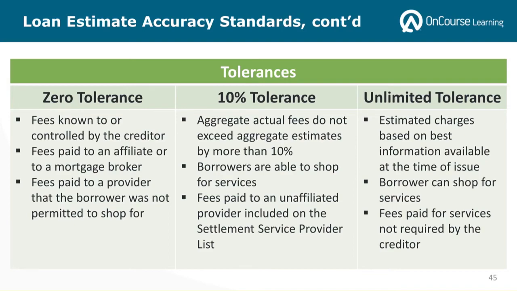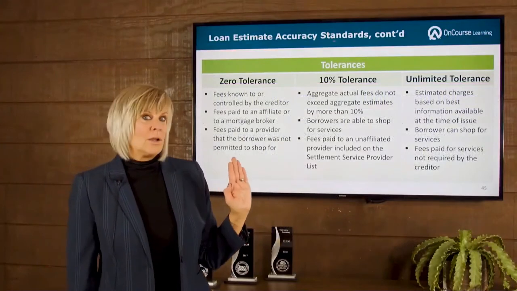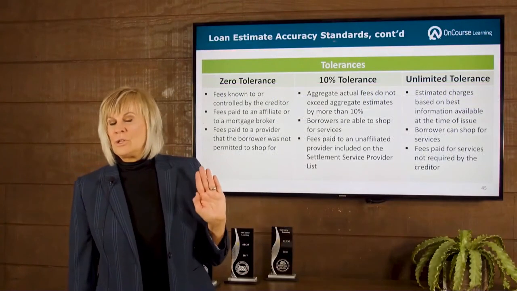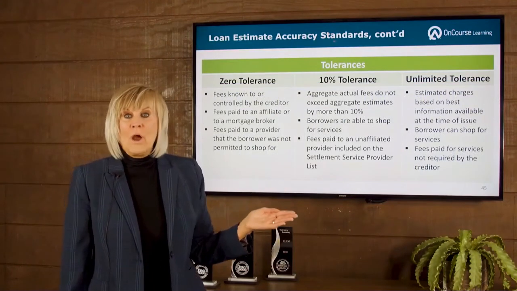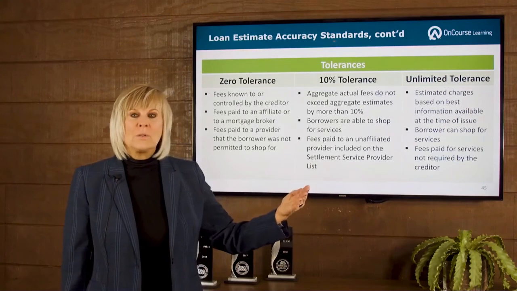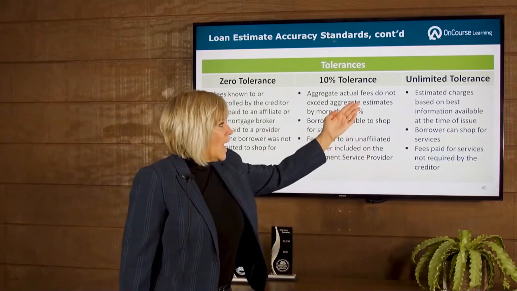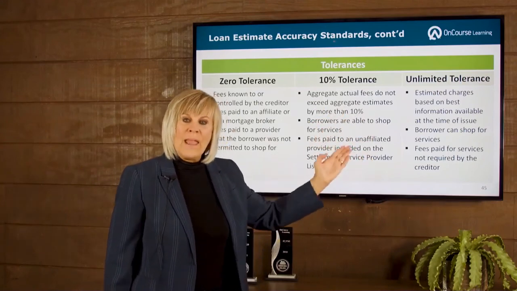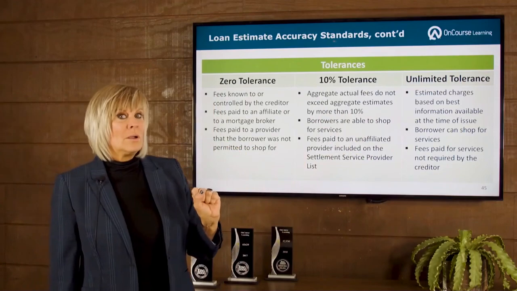So here's my list. Thank you for that list, Mr. Creditor. You have ABC title on your list. I'm going to choose XYZ. Now the creditor would have no way of knowing what XYZ is going to charge me. Therefore, there are no thresholds. Also, unlimited would be items that are going into escrow accounts, prepaids, etc. Those are fluctuating and therefore unlimited.